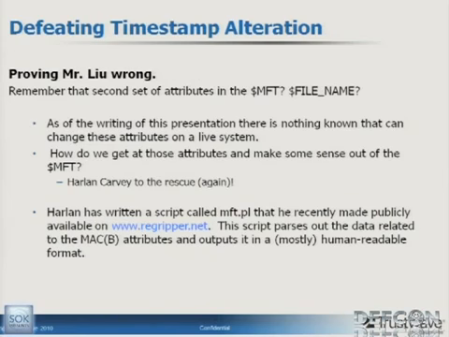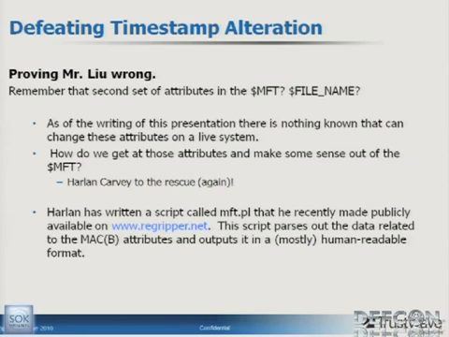And we're actually going to defeat timestamp alteration, or at least show you how you can figure it out, right? So here's where that second set of timestamps in the master file table comes in. $file name, right? It's not accessible to anything but the system kernel. As of the writing of this presentation, there is nothing known that can change these attributes on the system short of extracting it, modifying it, and putting it back on a live system. So it's not feasible. It could be done, but it would be a mess.